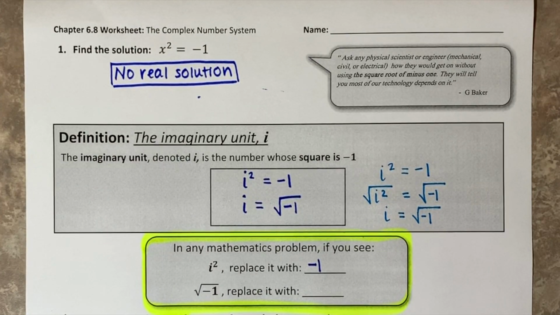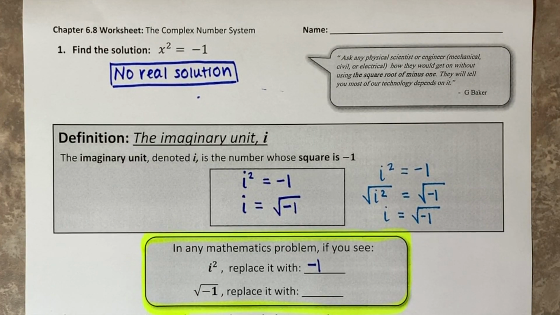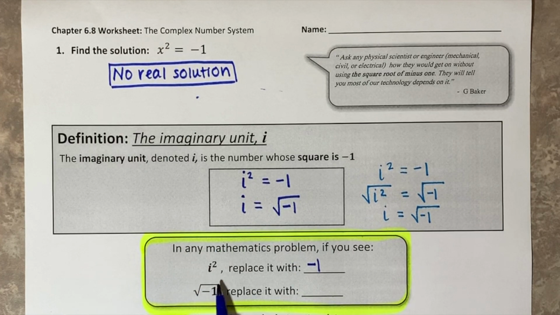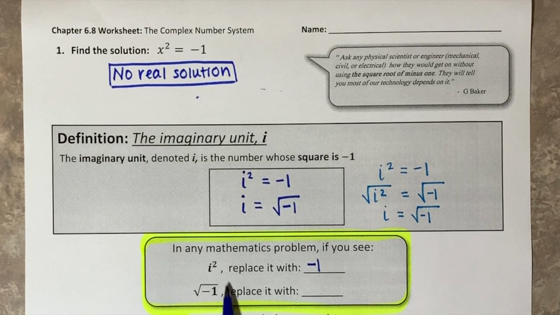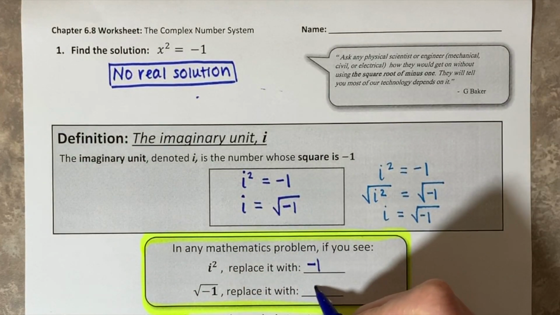In addition, if you're working through a problem and you come across the square root of -1, we learned back in chapter 6, section 1, that you cannot take the square root of negative numbers. There's no real solution. This is not a real number, it's an imaginary number, and it's defined as the imaginary number i. So we like to label this as an imaginary number, and if we see this in a mathematics problem, we always replace it with i.